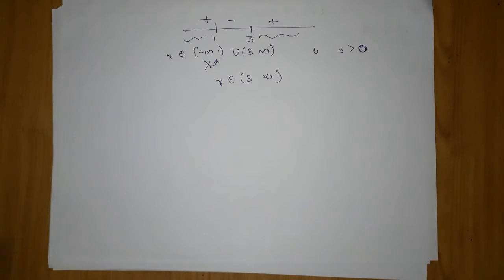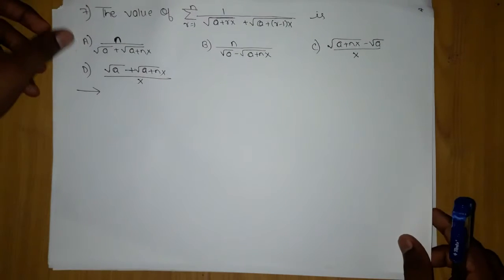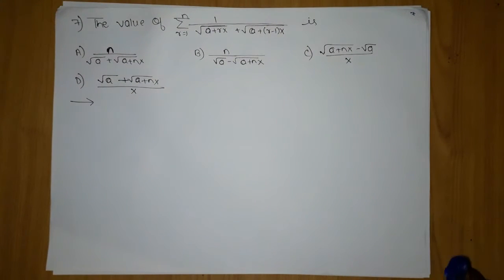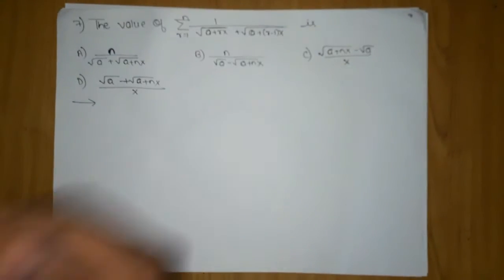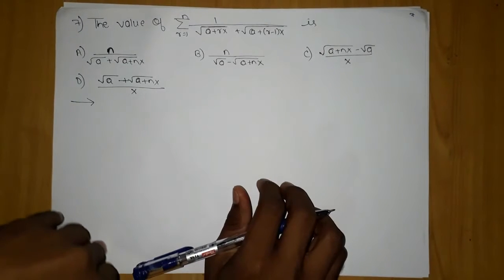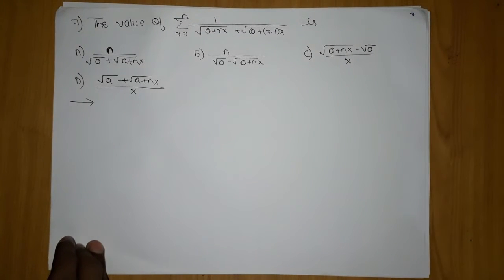Let me keep this page as it is. So the next problem which we are going to encounter is this. The seventh question: the value of the sum, sigma r equals 1 to n, of 1 upon square root of a plus rx plus square root of a plus (r minus 1)x. Before starting, you should do one simple thing: you should rationalize this. If you don't rationalize this, then you will get the wrong answer. So we have to rationalize it. You can clearly see that rationalization is the only way, because they are under root.